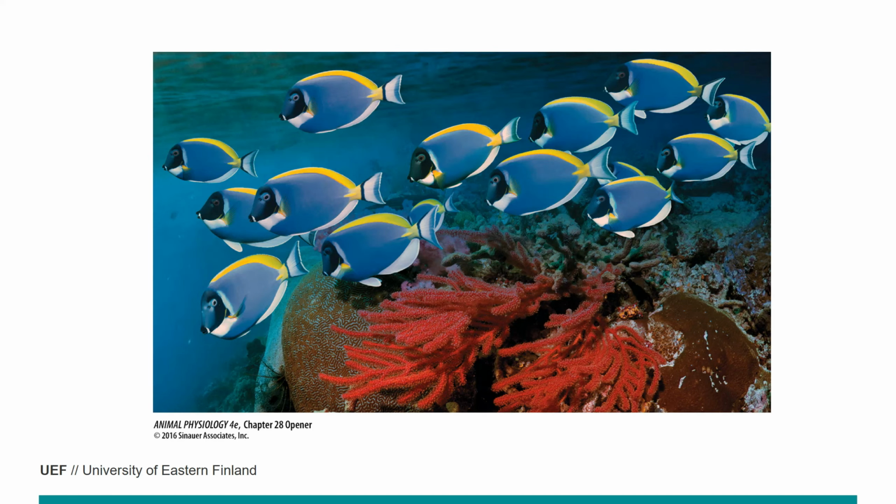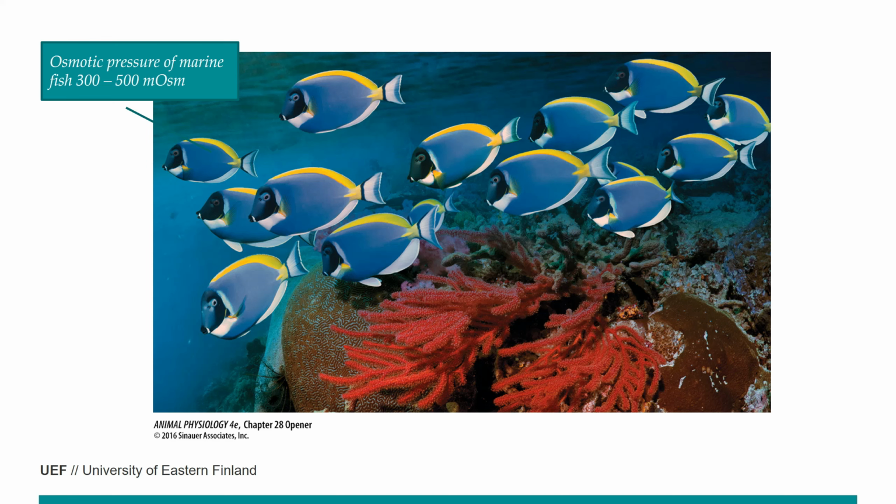Let's look at the sea, where the osmotic pressure of these marine fish is pretty much the same as in humans. So maybe 300 milliosmoles per kilogram, but there also might be some that have a little bit higher. But anyway, there are two times more solutes in the ocean. So the osmotic pressure is about 1000. Therefore the environment is hyperosmotic.